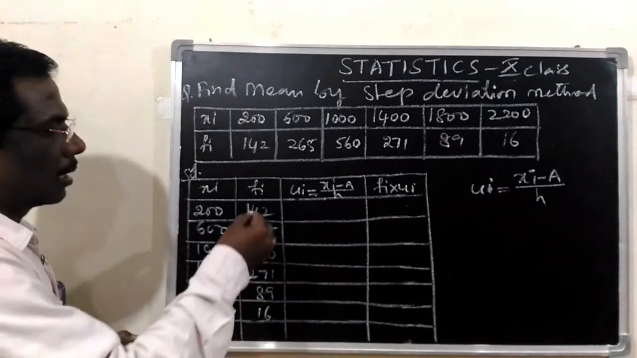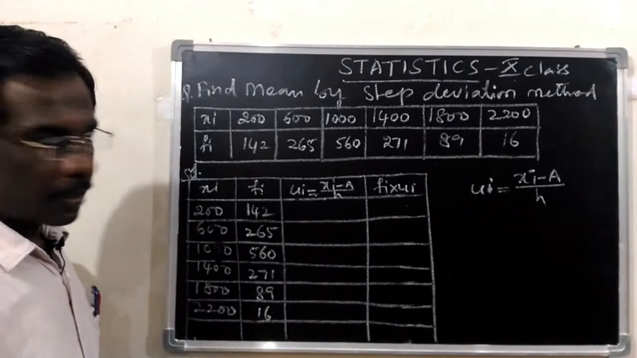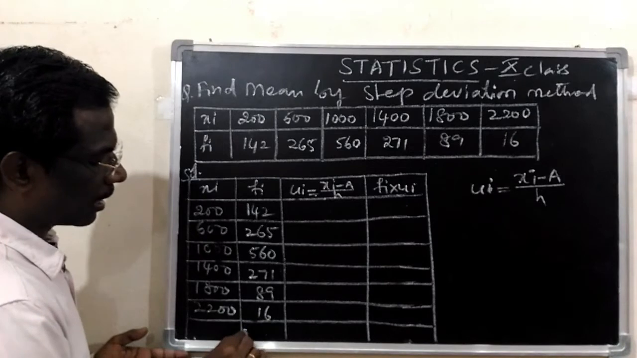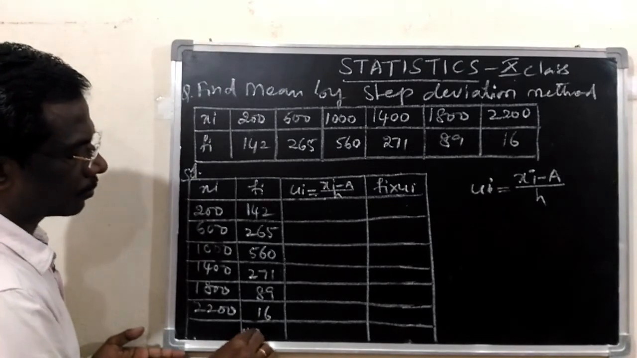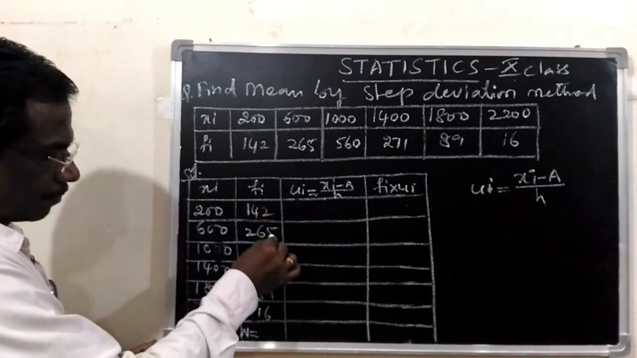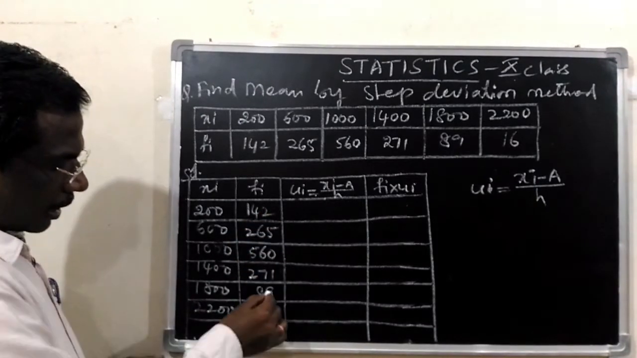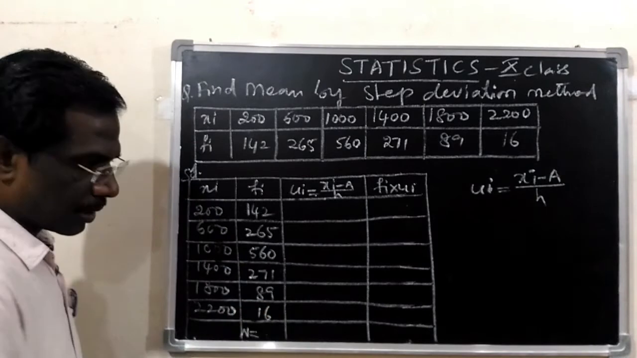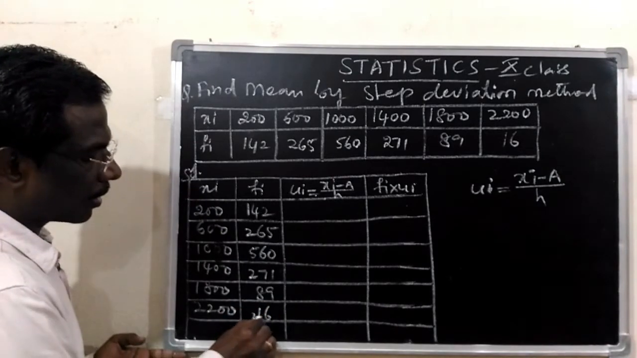See, first we total the fi values. You can say that N is equal to 7, 8, 8 plus 9 is 17, 17 plus 6 is 23.